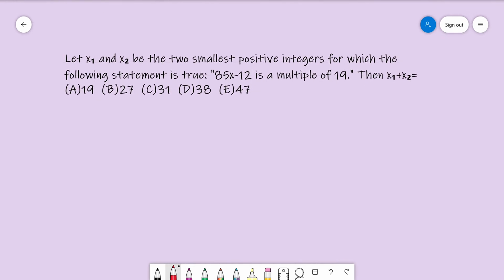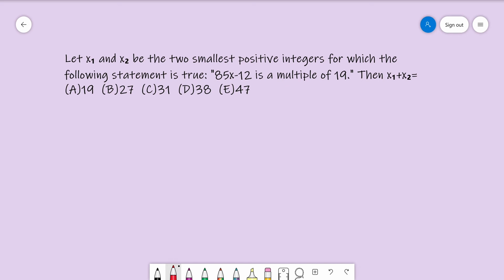So this question is a little bit tricky, but it's not so bad. It says, let x1 and x2 be the two smallest positive integers for which the following statement is true. 85x minus 12 is a multiple of 19. And then we're asked what the sum of x1 and x2 is.